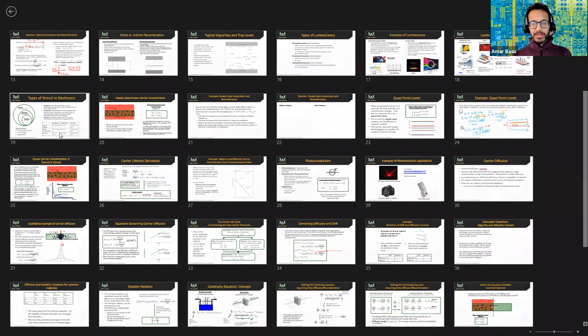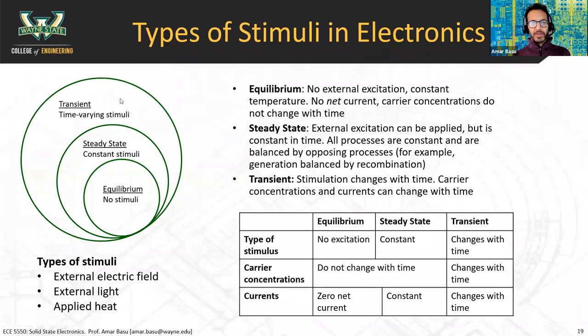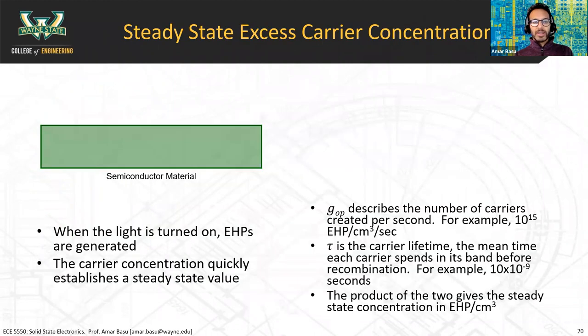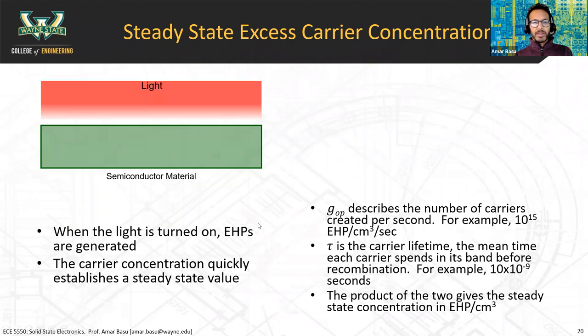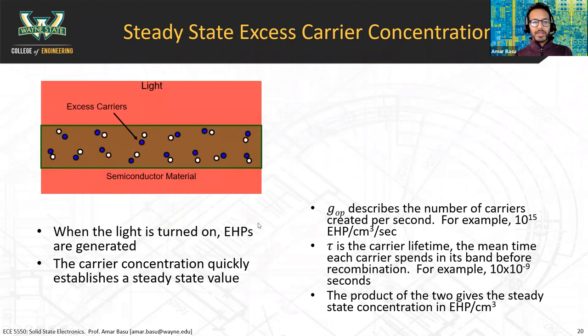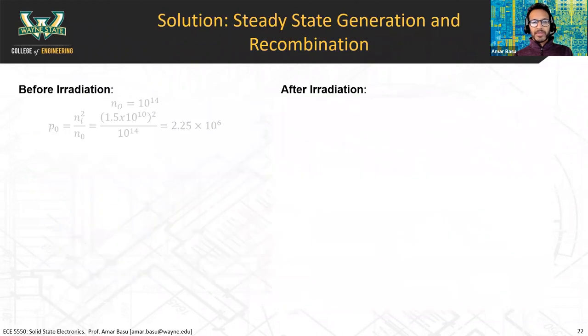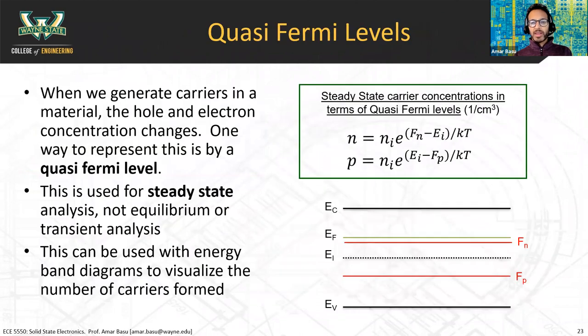Quick recap of what we talked about in class last time. We talked about the difference between transient, steady state, and equilibrium. These are different ways of applying a stimulus and different ways that the system responds to stimuli. The stimulus that we started talking about last class was specifically optical stimuli. Optical stimuli generate carriers. So you imagine light creates excess carriers, and then we solved some problems with that.